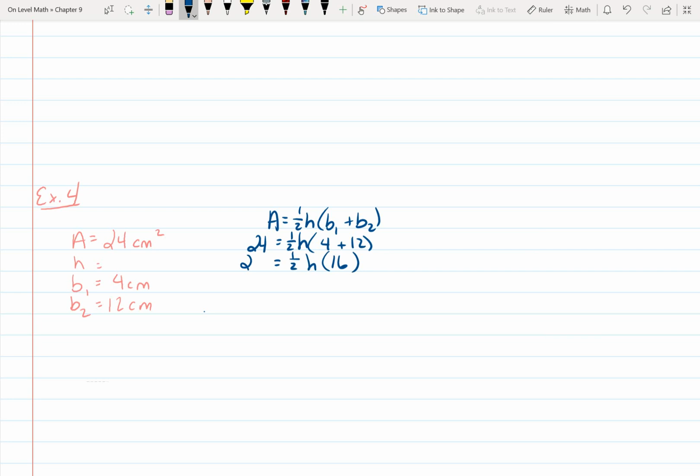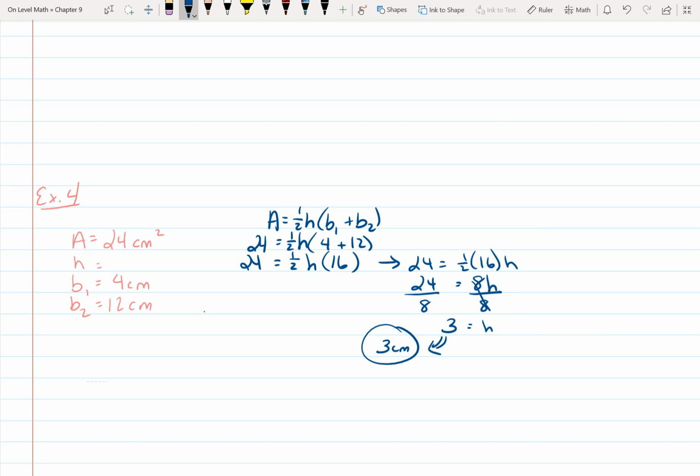So h times 1/2 times 16 equals 24. Now I'm going to use the commutative property to rearrange, and instead of doing 1/2 times h, since I can't, I'm going to write 24 equals 1/2 times 16 times h. 1/2 times 16 gives us 8. Since it's 8h, to isolate the variable, we need to divide both sides by 8. And h will equal 3. Instead of just 3, we've got 3 centimeters. Don't forget your units.